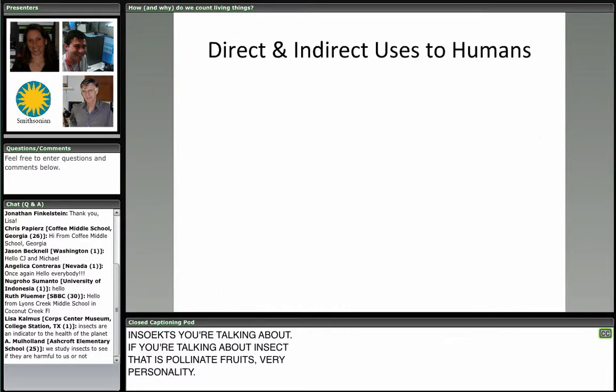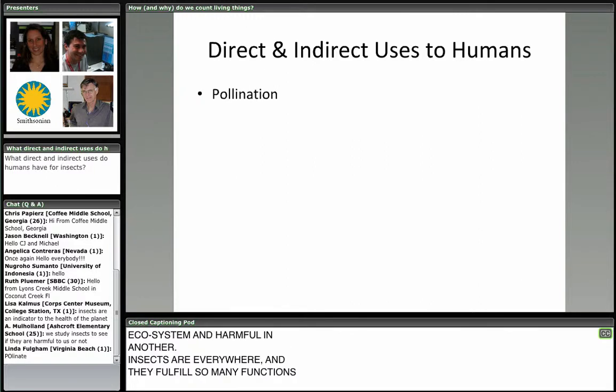So the next thing I want you guys to think about are some direct and indirect uses to humans. So what are some direct ways that we use insects? Or some direct ways that they help us? And some suggestions. Put that question there on the left side of the screen as well. Direct ways and indirect ways. We are hearing about pollination as exactly one. That's I think probably the most popular answer.